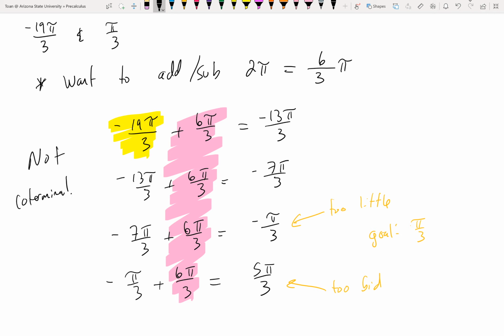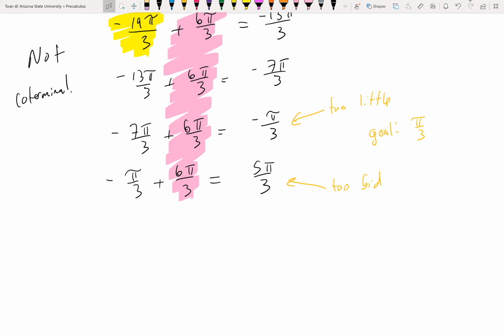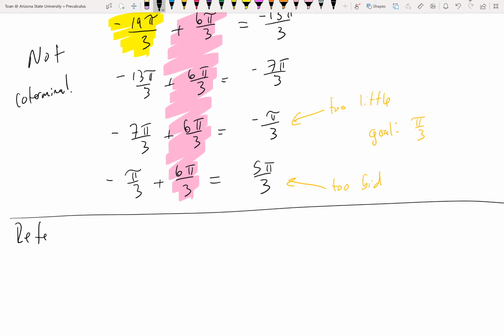So that's the gist of it. Finding coterminal angles, identifying if they're coterminal or not, just involves adding or subtracting full circles. Keep adding and subtracting full circles until you land where you want. Probably one of the more helpful or more important ideas in all of trigonometry is the idea of reference angles.